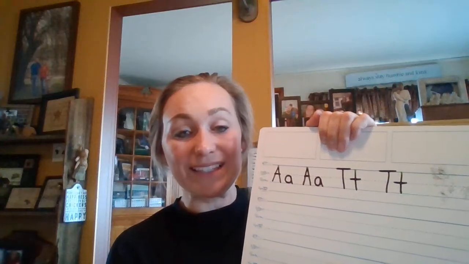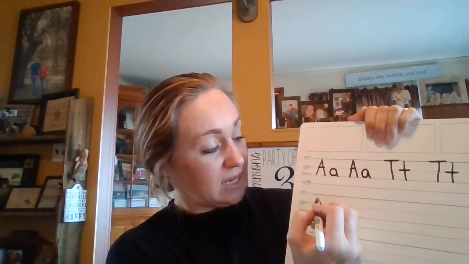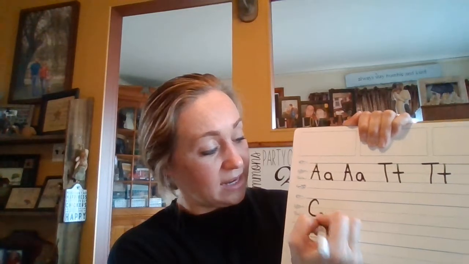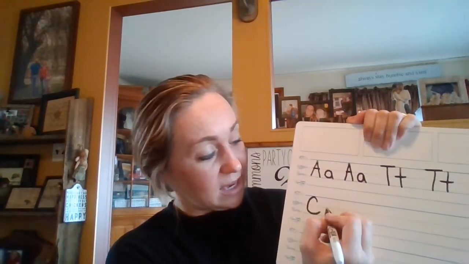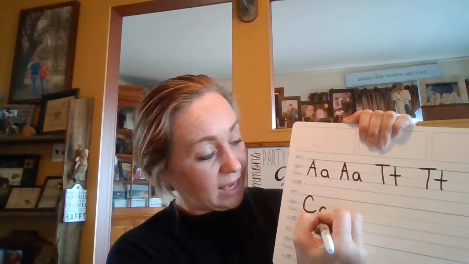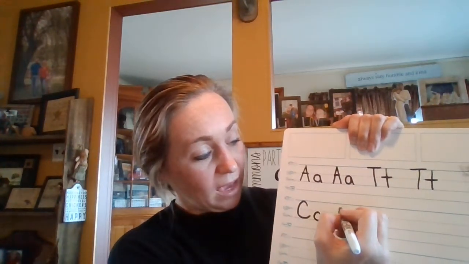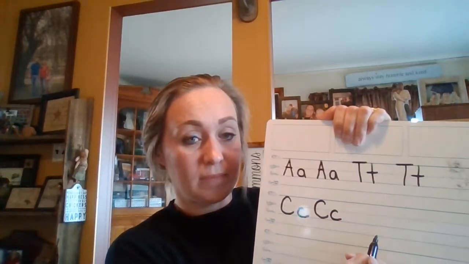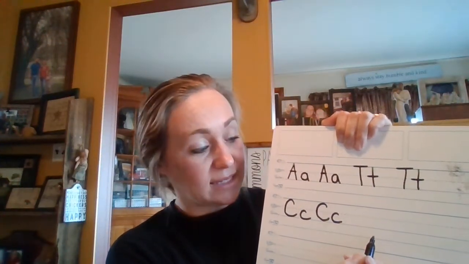Let's do letter C. Letter C is a big curve touching the skyline and the grass line. Lowercase c, little curve, plane line to the grass line. And we can say C, cat, k. C, cat, k.